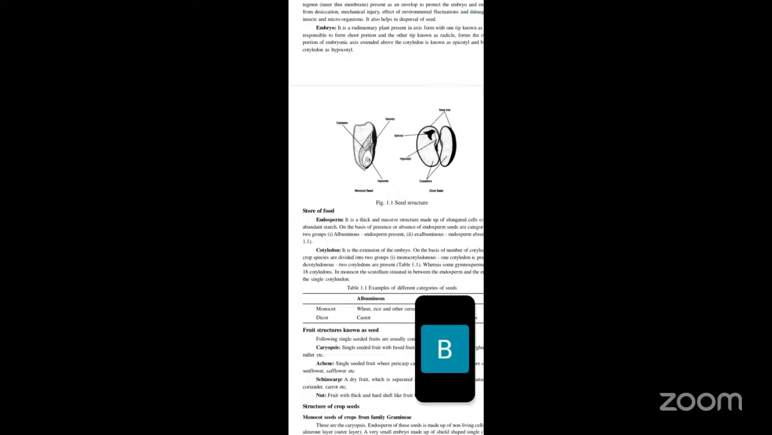Temperature treatment. Low temperature treatment: plants which grow in temperate and cooler climates require a period of chilling for the breakage of dormancy. For example, apple seed dormancy can be released by low temperature treatment, by storing the seeds at 5 degrees centigrade.